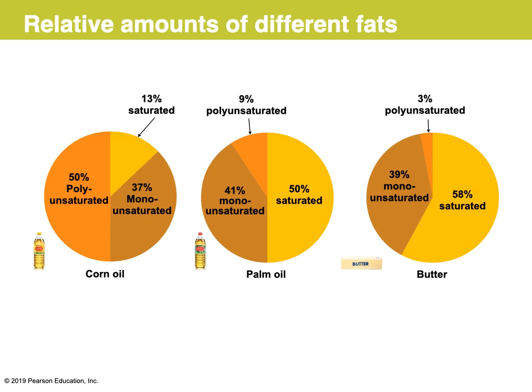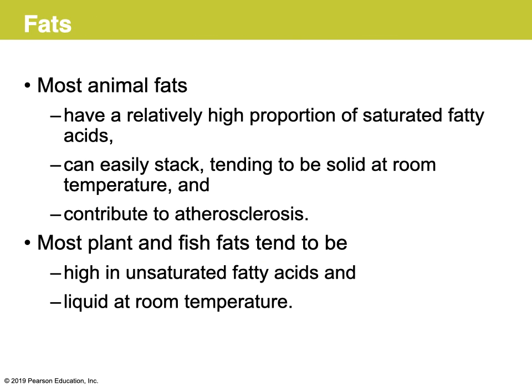Butter, on the other hand, is an animal-sourced fat, right? It's made from milk. And you can see it's 58% saturated, right? So even more double bonds in the fatty acid tails. And only a small amount of it is either mono or unsaturated. So most animal fats have a relatively high proportion of saturated fatty acids.